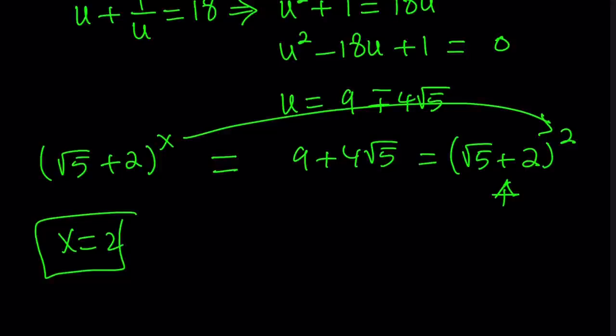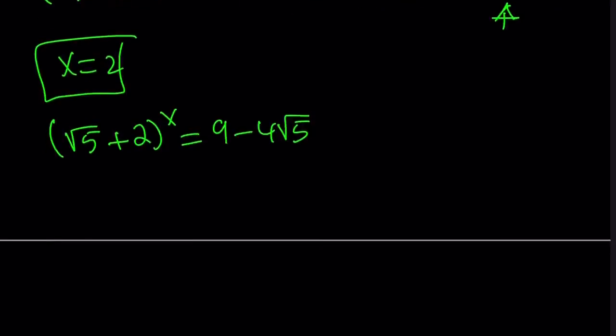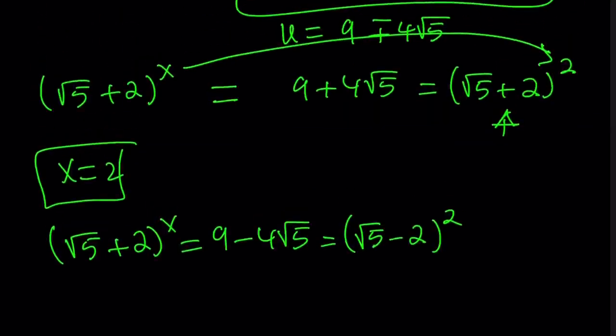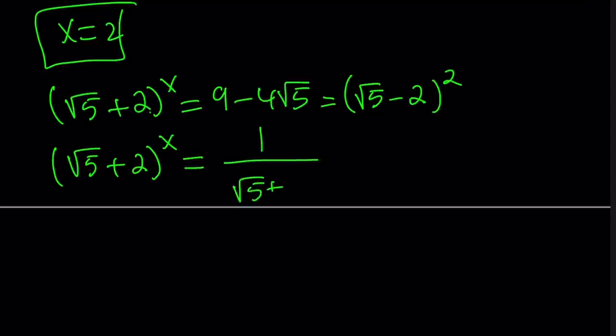So notice that (√5 + 2)^x can also be set equal to 9 − 4√5 because we have two solutions to this quadratic equation, remember? So we have to check both. Now, 9 − 4√5 is positive, so it's good. And you know that this can be written as (√5 − 2) squared, just like the other one with a minus sign. Now, how can I associate it with √5 + 2? Because these are different bases, right? But remember, those are reciprocals. So I can write (√5 − 2) squared as 1 over (√5 + 2) squared.